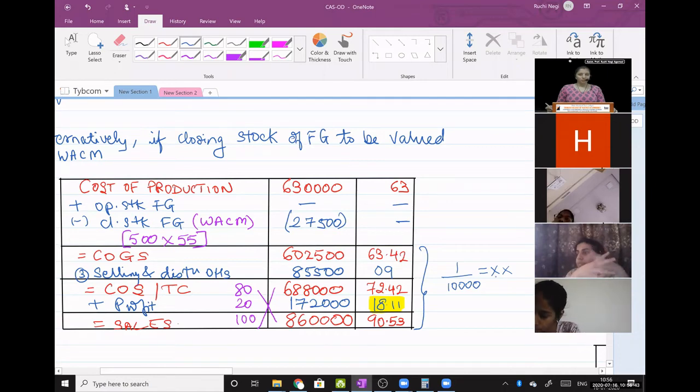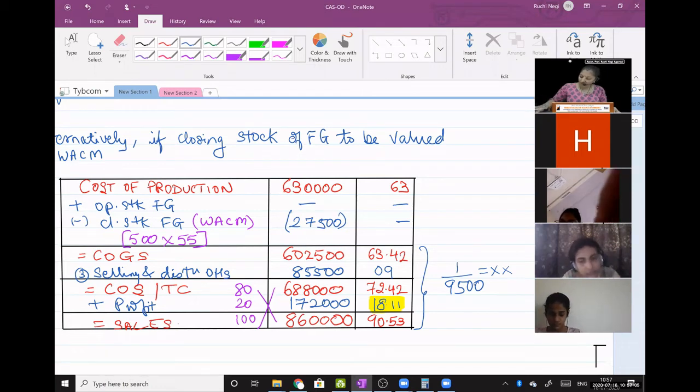Use that shortcut. 1 divided by 10,000 equal to, sorry, not 10,000. My units sold is 9,500. I'm so sorry. 10,000 is my units produced. So 9,500. Use the shortcut method. 1 divided by 9,500 equal to, into.